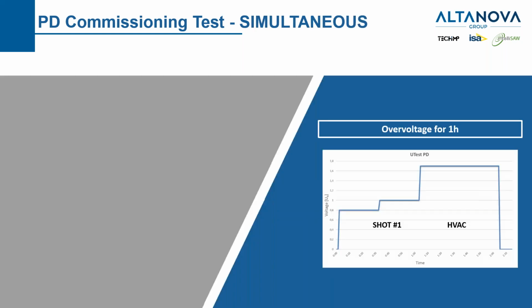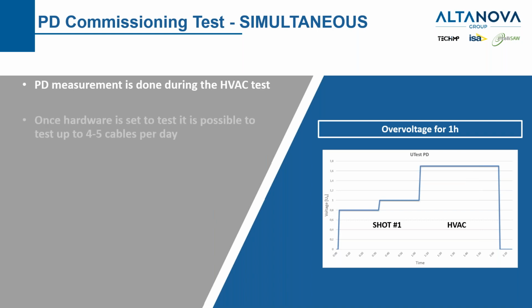The simultaneous test, that is our preferred solution, will take advantage of the HVAC test overvoltage for 1 hour. So the regulation requires 1 hour overvoltage. Okay, we will perform the test only during the 1 hour HVAC test. We will require the customer to perform as well 2 steps before, at 0.8 and 1.0, in order to detect any eventual PD before the fault, and then we will start the HVAC test. Consider that this is mandatory, the 1 hour HVAC test. So we are saving a lot of time compared to the sequential.